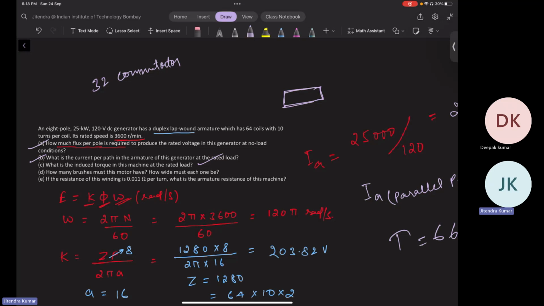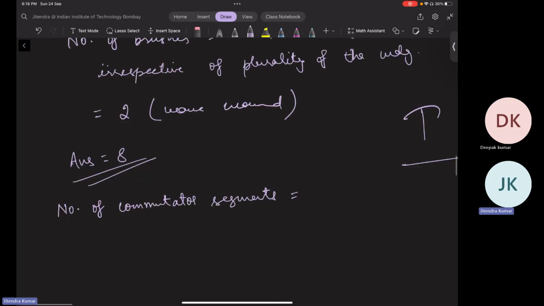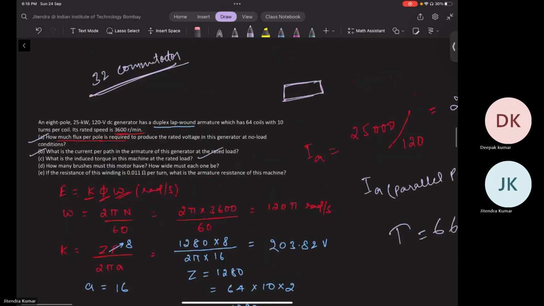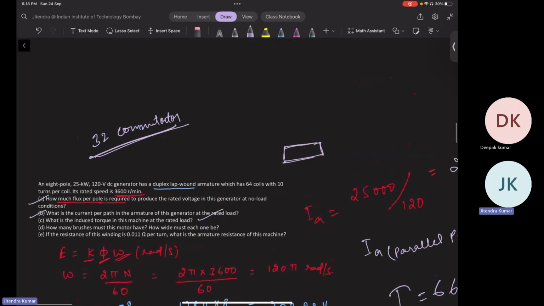Okay, so the reason is that we have 64 coils but 32 slots. So one commutator segment would be sufficient for two coils. So yes, 32 commutator segments will be required, or I guess, let me think. So there are 64 coils. They are duplex.